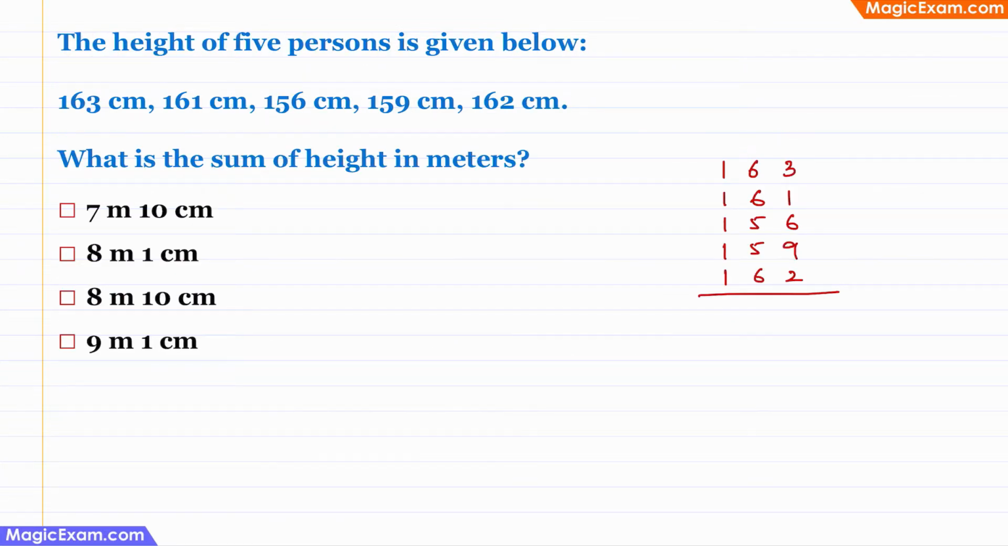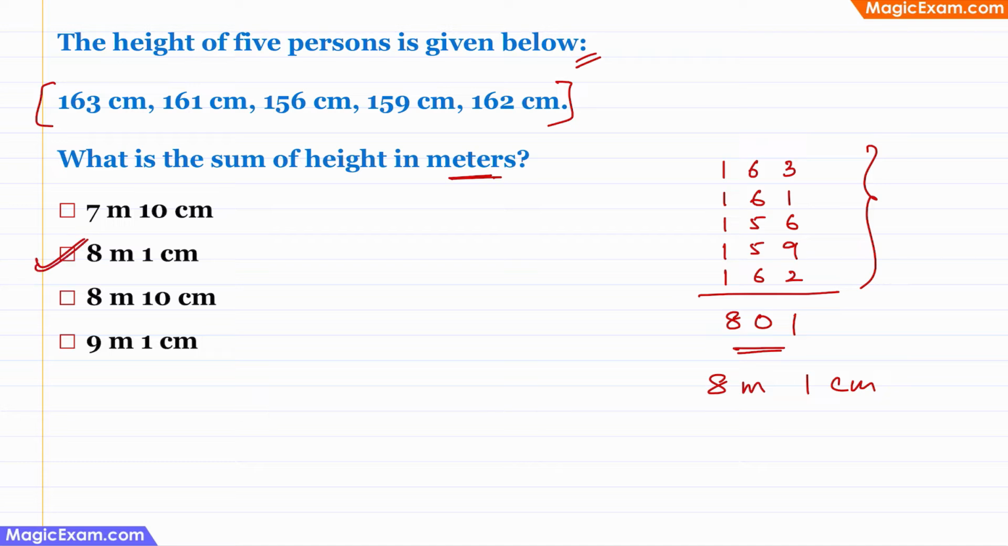The height of 5 persons is given below. What is the sum of the height in meters? It's a very simple question. We have to just add these different heights that are given in centimeters and convert it into meters. So if we add all these different heights that are given in centimeters, we will get 801. Since 1 meter is 100 centimeters, 801 is nothing but 8 meters and 1 centimeter. Therefore, option 2 is the correct answer.